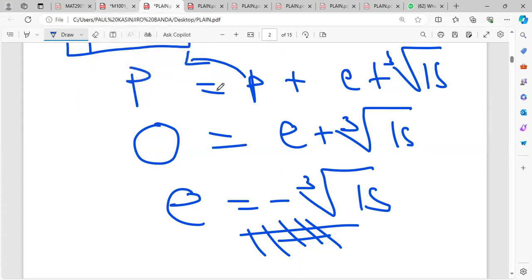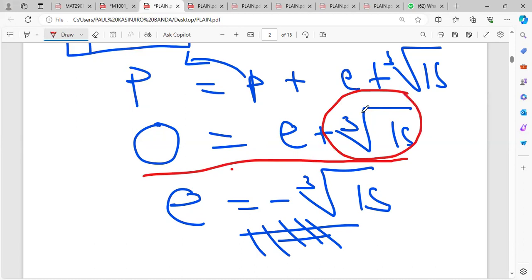Sorry, sir, I have a question. Yes, you can ask. Why are we saying E is equal to a negative cube root? Where is the negative coming from? Okay, you've seen the equation we have on top there, where 0 is equal to E plus the cube root of 15. What I've done is take the cube root of 15, which is positive here, to the other side. So it will change sign, right? Oh, okay, I see where it is coming from. Yes, thank you.